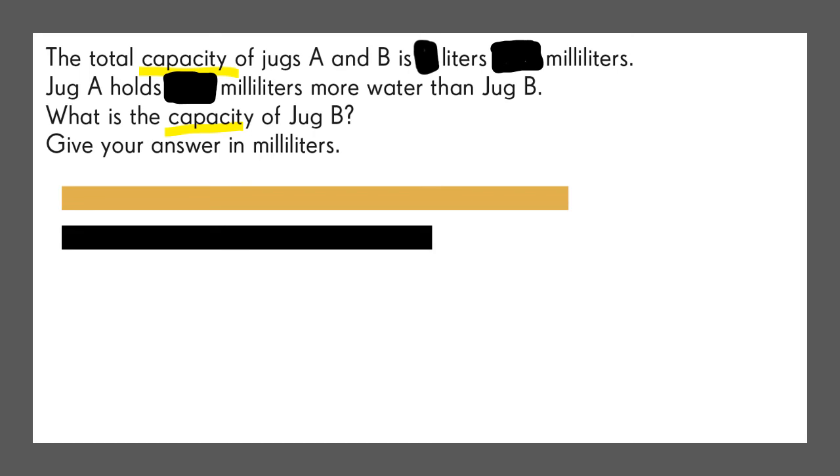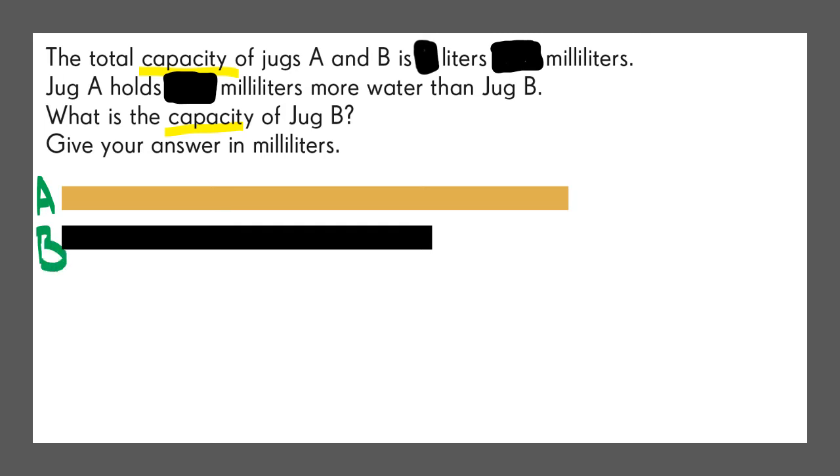And we looked at how small those milliliters are. So the total capacity of, can you picture two water bottles of different sizes next to each other? Jug A and B together are holding a number of liters and milliliters. Jug A is bigger because it holds a number of milliliters more than jug B. And we have to figure out what the capacity of jug B is. So when I'm looking at this problem, I know that A is more and B holds a little bit less.